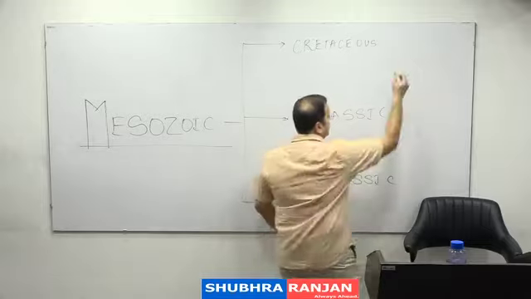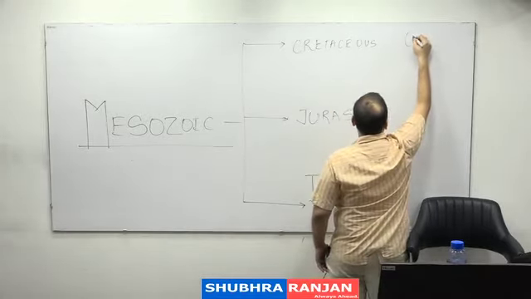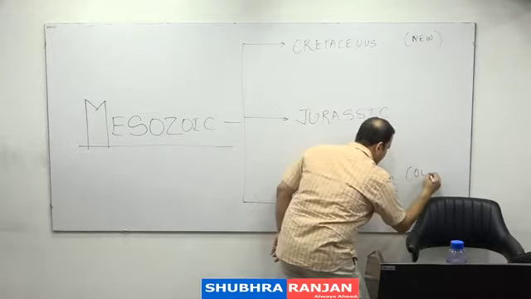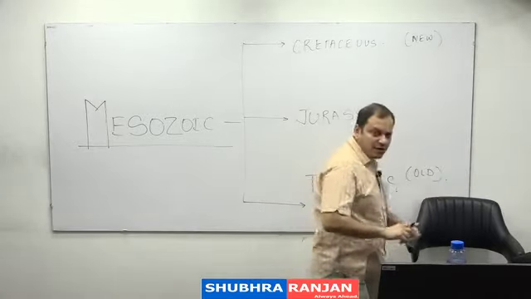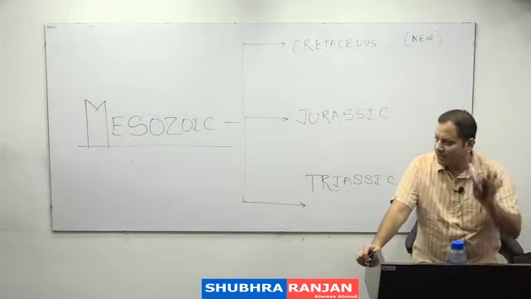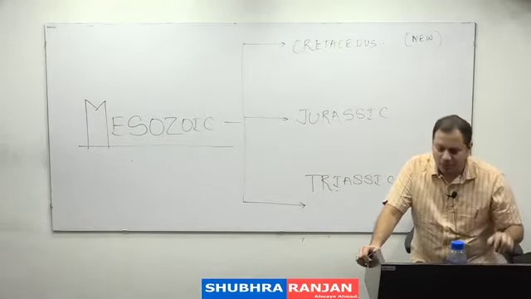Obviously, which is young in this? Cretaceous. And which is old in this? Triassic. Triassic we are not going to write anything. Jurassic we are going to write here.